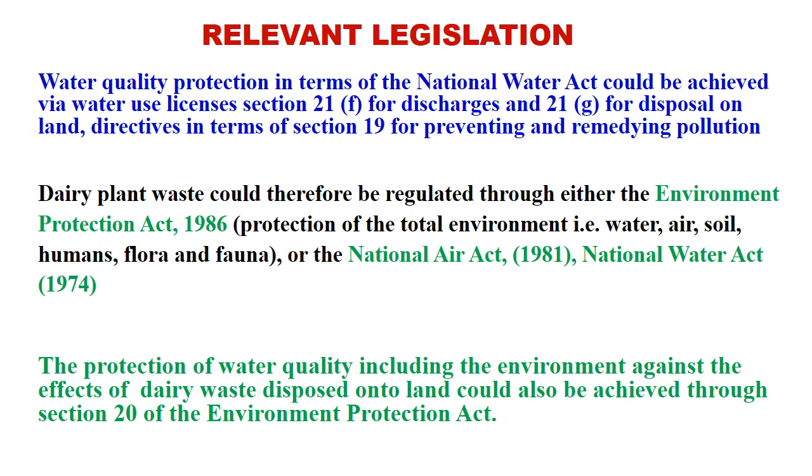Then dairy plant waste could therefore be regulated through either the Environment Protection Act 1986, which covers the protection of the total environment, that is water, air, soil, humans, flora and fauna, or the National Air Act 1981 or National Water Act 1974. The protection of water quality, including the environment against the effects of dairy waste disposed onto land, could also be achieved through Section 20 of the Environment Protection Act. So there are different acts. We can see the 3 acts which have different provisions for controlling different industrial effluent to prevent the pollution of the environment.